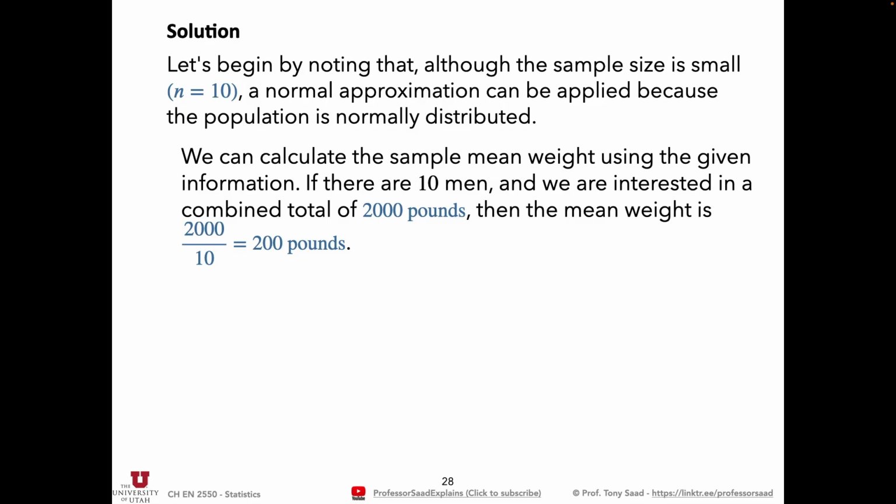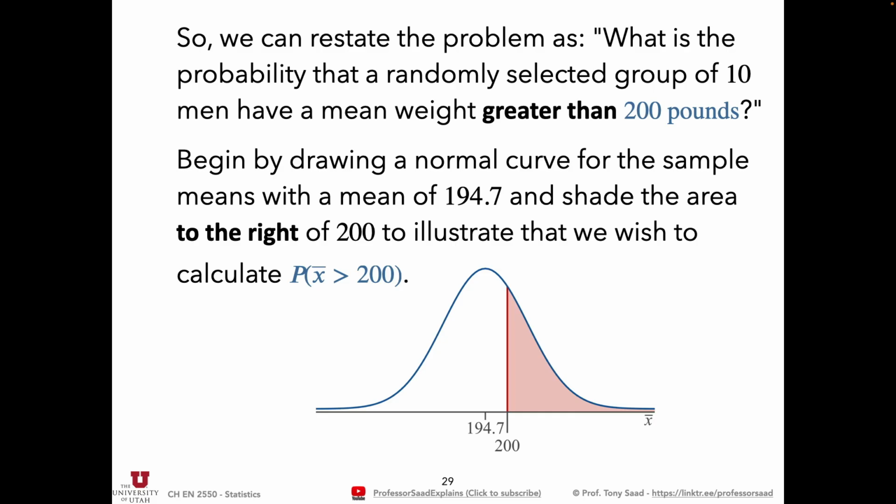Now, we can calculate the sample mean. Remember, we're looking at averages now. They didn't give us the average weight of the man going into the elevator, but we can compute that. We have 10 men and a weight capacity of 2,000. 2,000 over 10 gives you 200 pounds on average. So in other words, the question is, what is the probability that a randomly selected group of 10 men have a mean weight greater than 200 pounds?